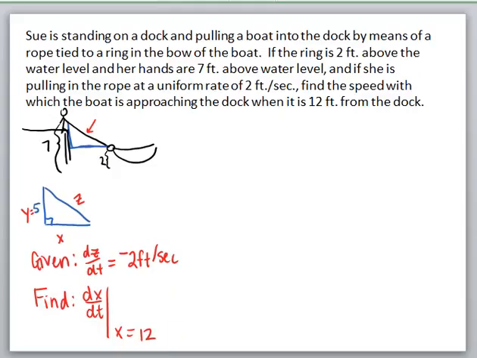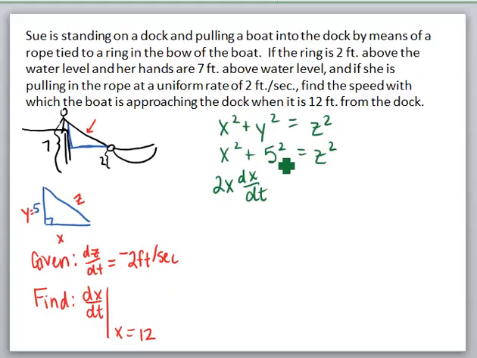The formula I need is the Pythagorean theorem. x squared plus y squared equals z squared. Now I was given the y part, so I will go ahead and plug that in right now because it will make it easier when I go to take the derivative. So I have the derivative of x squared is 2x dx over dt. The derivative of 5 squared is just 0 because the derivative of a constant is 0. And I have 2z dz over dt.